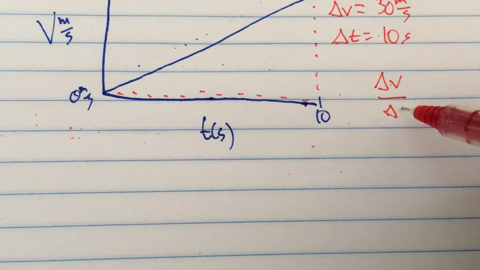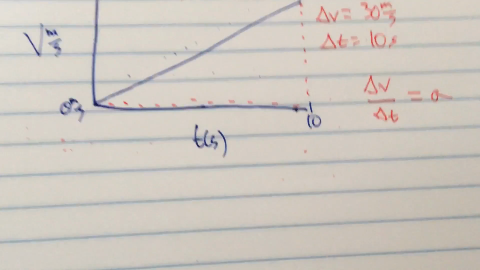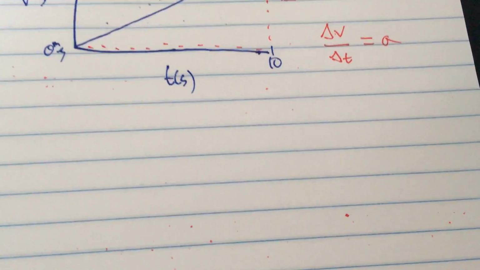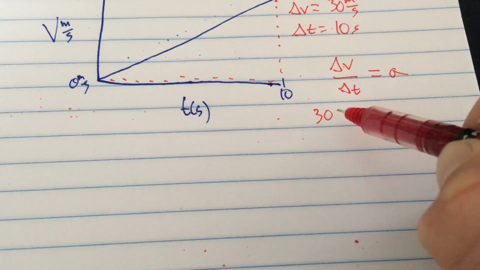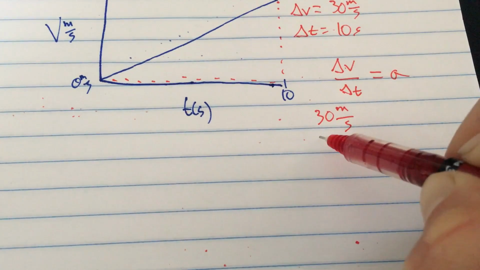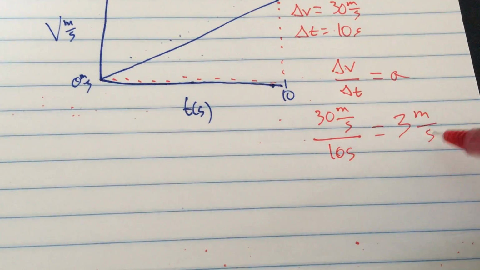Now, that tells us that the slope, the rise divided by the run, is the change in velocity divided by the change in time. And that is the definition of acceleration. There we have it. And we can actually perform that calculation. The slope of this graph is 30 meters per second divided by 10 seconds equals 3 meters per second squared.